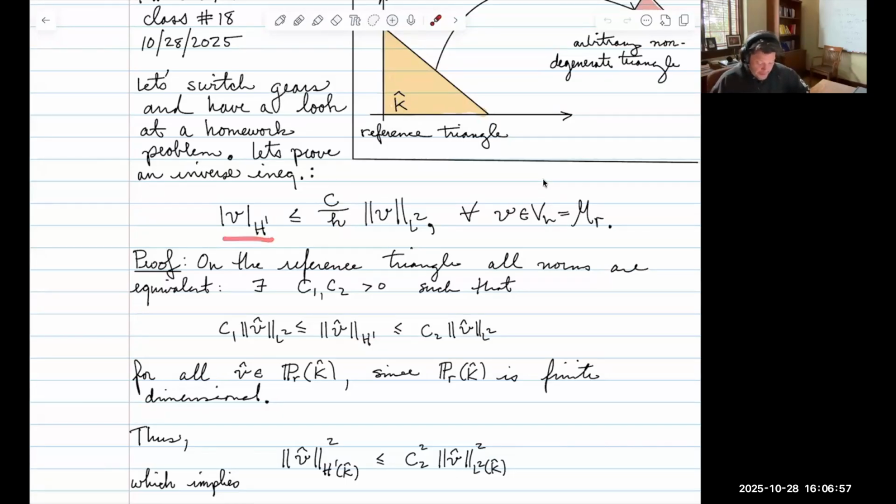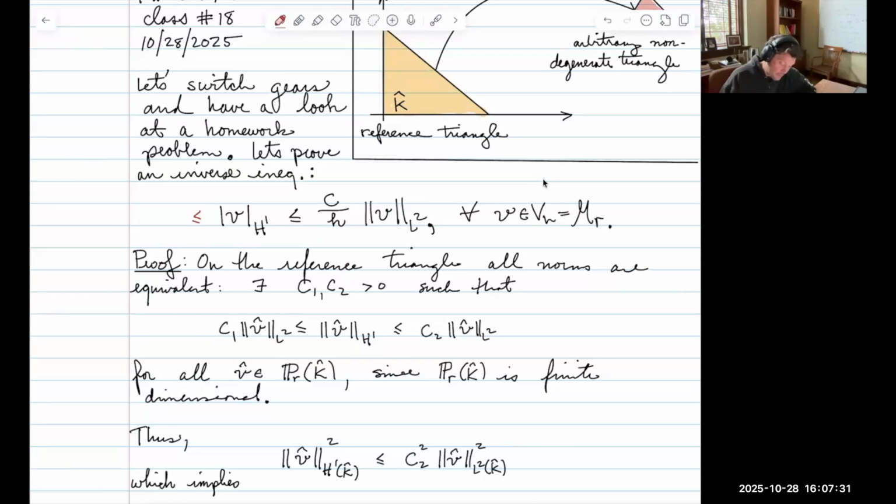Well, first note that this is not the full H1 norm. This is only the H1 semi-norm, and this is the full L2 norm. Normally, if we have functions which have zero boundary conditions, or at least zero on some part of the boundary, then we can control the L2 norm with the H1 norm. That's called Poincaré's inequality. So first of all, I want you to contrast this inverse inequality with Poincaré's inequality, which gives you the reverse direction.